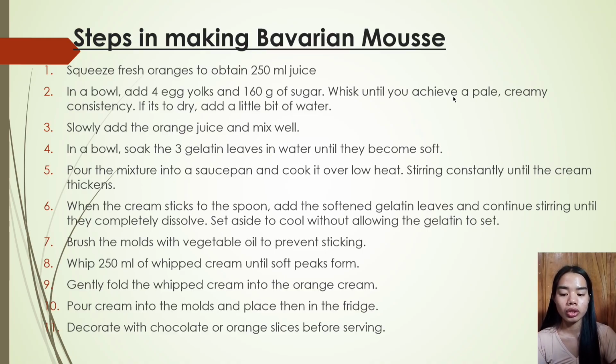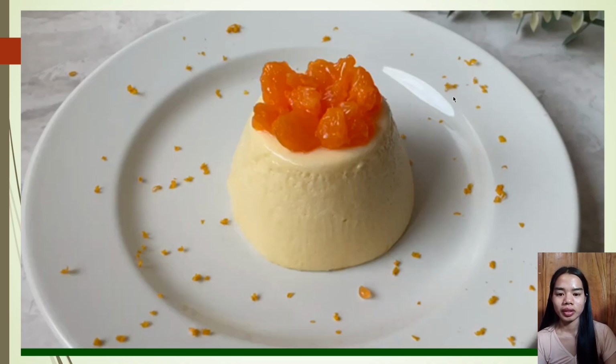So brush the molds with vegetable oil to prevent sticking, and whip 250 ml of whipped cream until soft peaks form. Then gently fold the whipped cream into the orange cream and pour the cream into the molds and place them in the fridge. Then lastly, we can decorate with chocolate or orange slices before serving. So we have here also the video on how they made it.